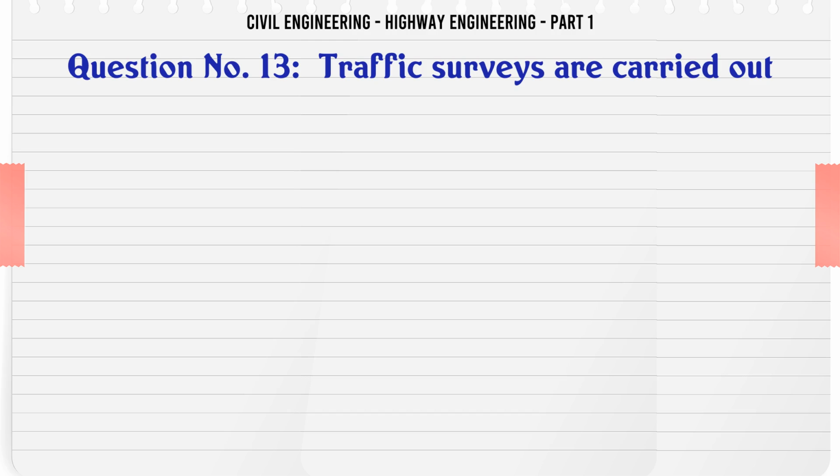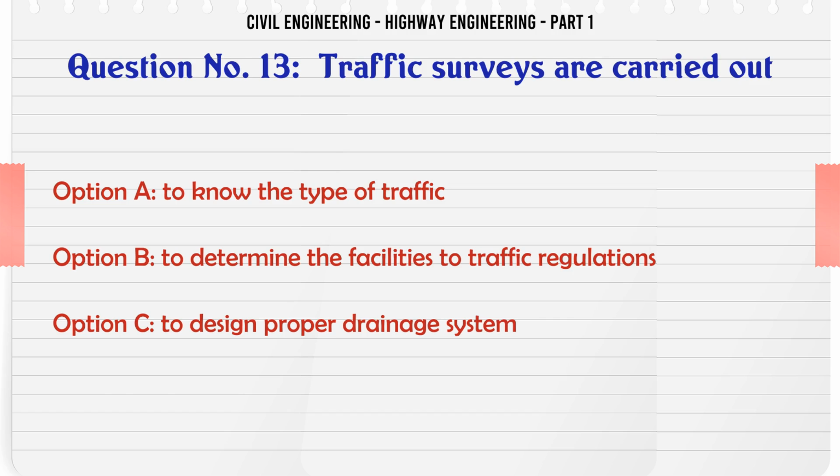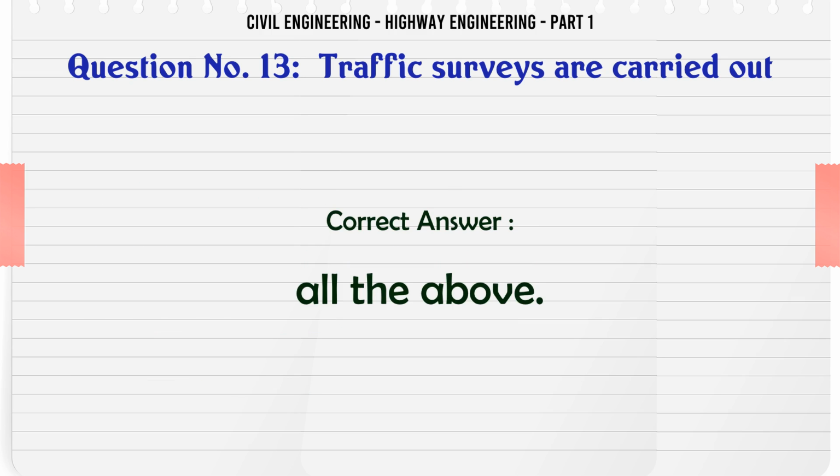Traffic surveys are carried out A. to know the type of traffic, B. to determine the facilities to traffic regulations, C. to design proper drainage system, D. all the above. The correct answer is all the above.